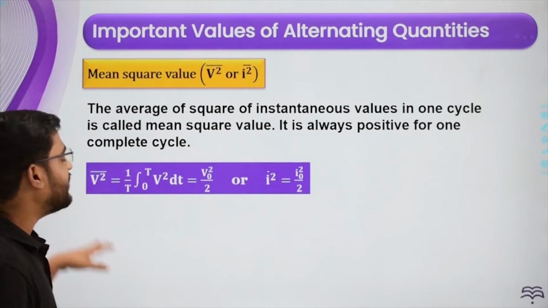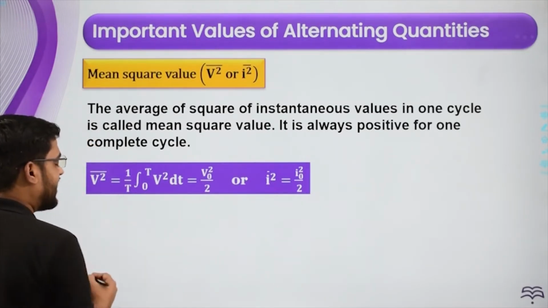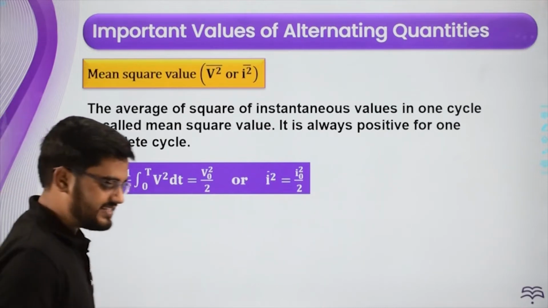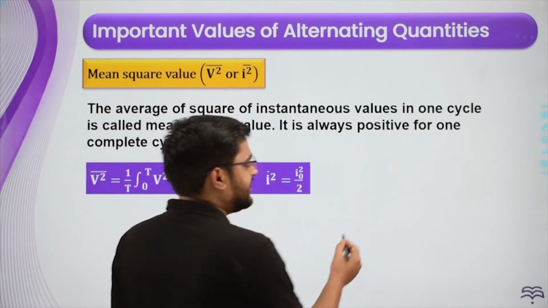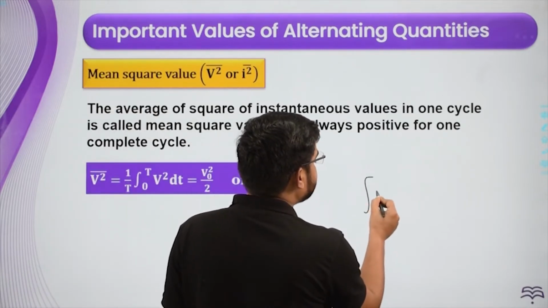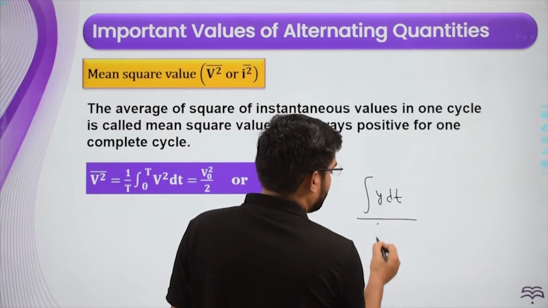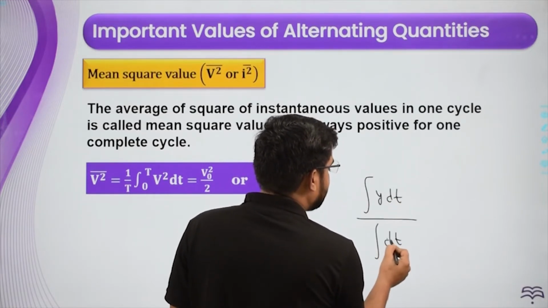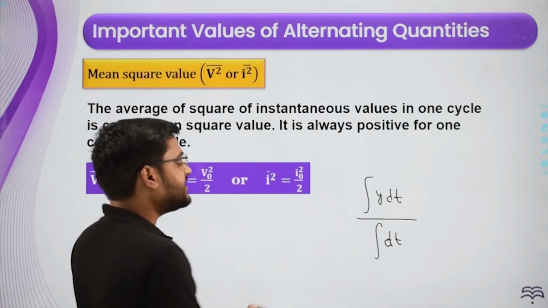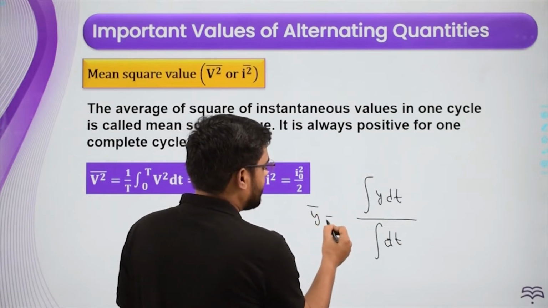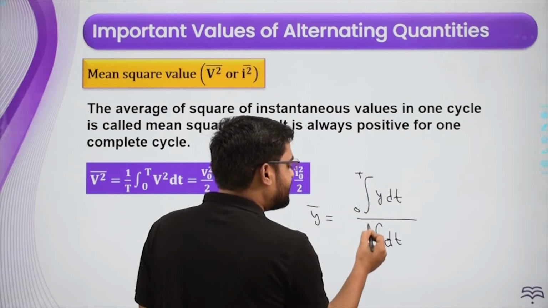Now this is how it is given. This is the formula for finding the average. How do we find the average? If there is any quantity y and you want to find the average of that particular quantity, then the mathematical expression for the average is the integral of y dt over the integral of dt, and here we put the times as limits. This is basically the average of y. If we want the full time period, then we put the full time period as the limit.